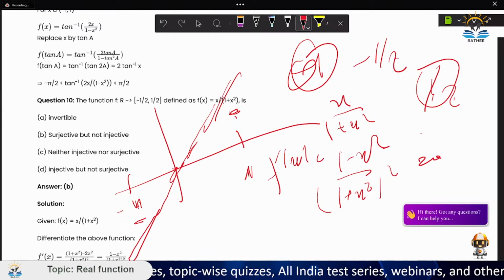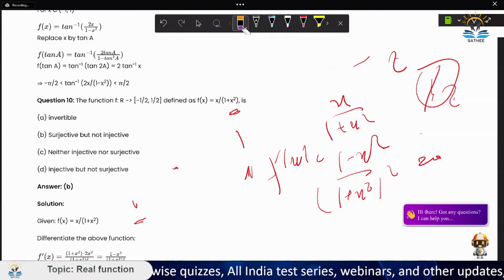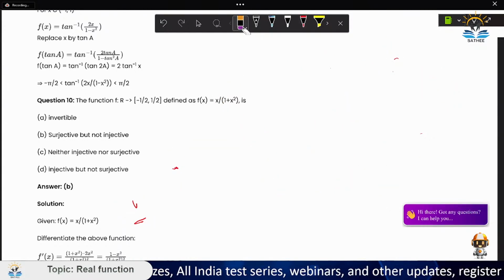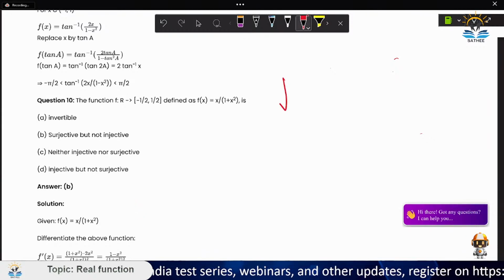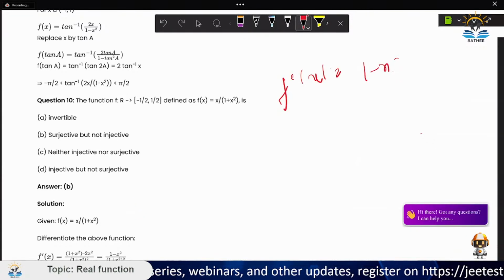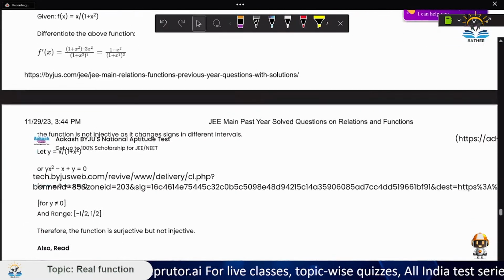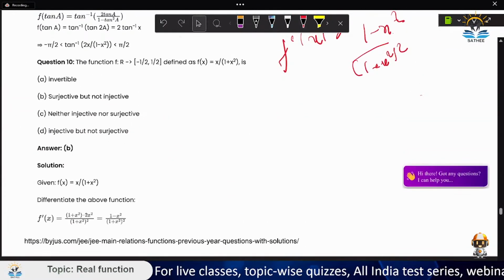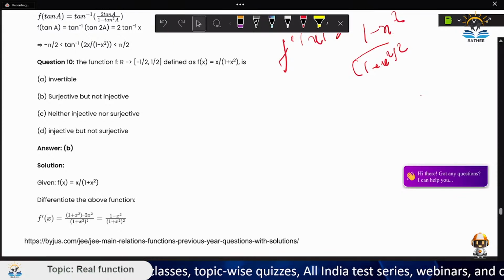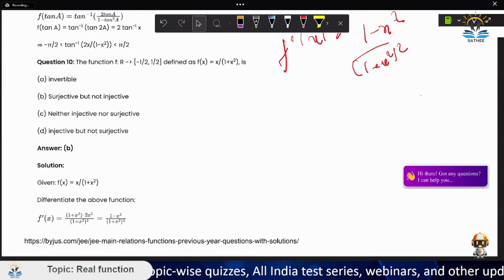Okay, so let's see. Okay, let's do it again. So what I'm getting here is f dash of x is equal to 1 minus x square over 1 plus x square whole square. And here what is given to us is that the range is real, right? Just a minute, guys. Let me see if I can plot the graph for you.